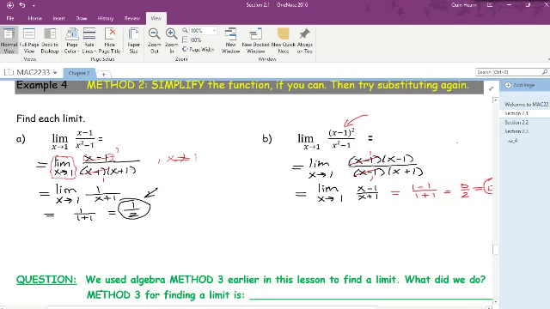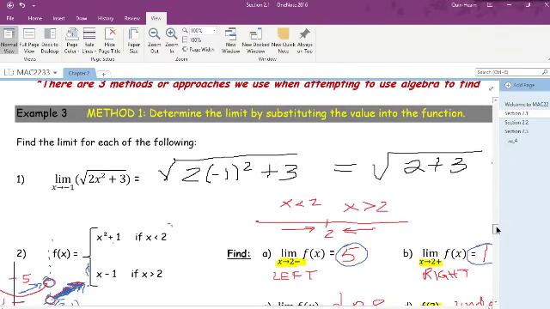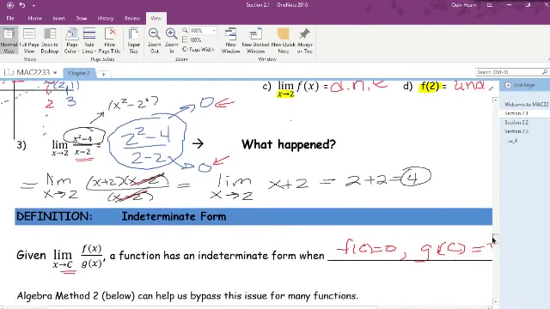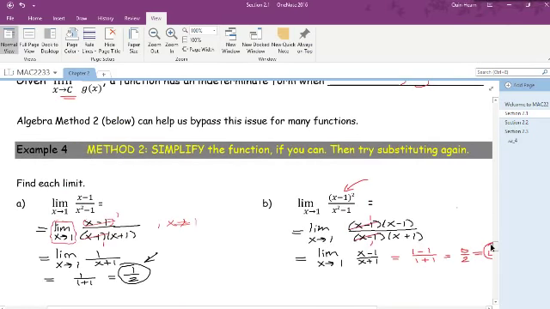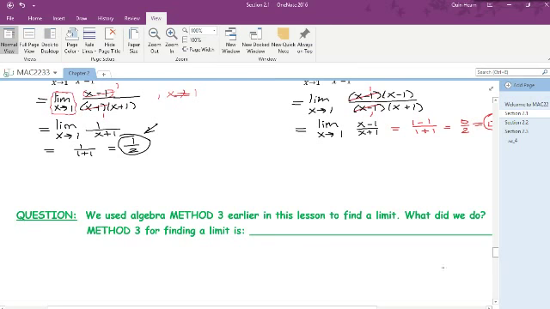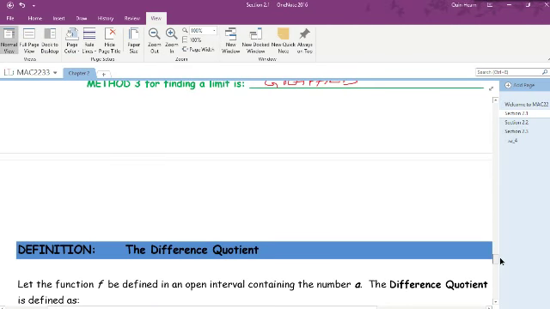Okay, so there's two methods that we've discussed. One is just substituting the value into the function to get the limit. You can only do that if it, quote, works, right? And then second is if you get an indeterminate form, you simplify the function and try substituting again. That's method 2. And then we actually already did method 3 earlier in the lesson, which was we used the graph of the function to find the limit. So those are the 3 ways to find the limit.